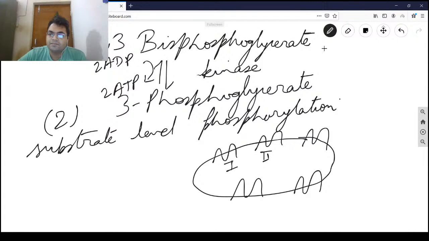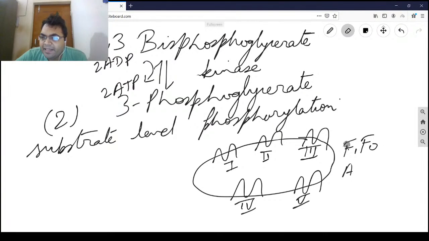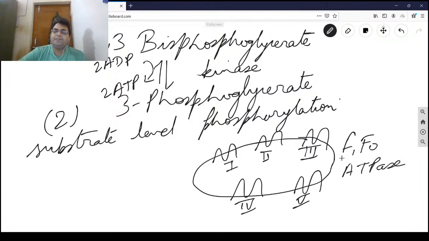Complex 4, complex 5, which is known as F1 F0 ATPase. This complex 5 is known as F1 F0 ATPase. You might have heard of it. Okay. So this ATPase molecule does what?